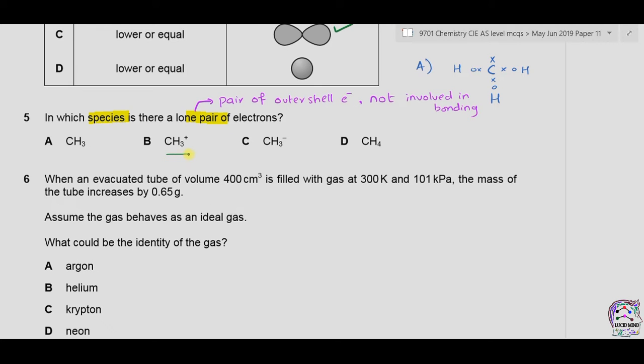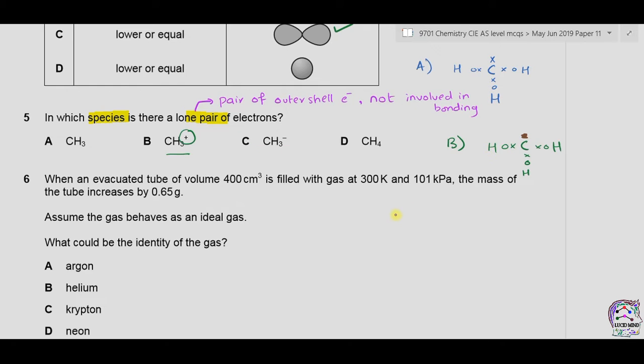For B we have CH3 positive. Again we can draw the structure. We have 1 carbon atom, 3 hydrogen atoms. As we have positive charge, it means that 1 electron is lost. So we can cut out this electron. Now you can see that there is no lone pair of electrons present. So B is also incorrect.